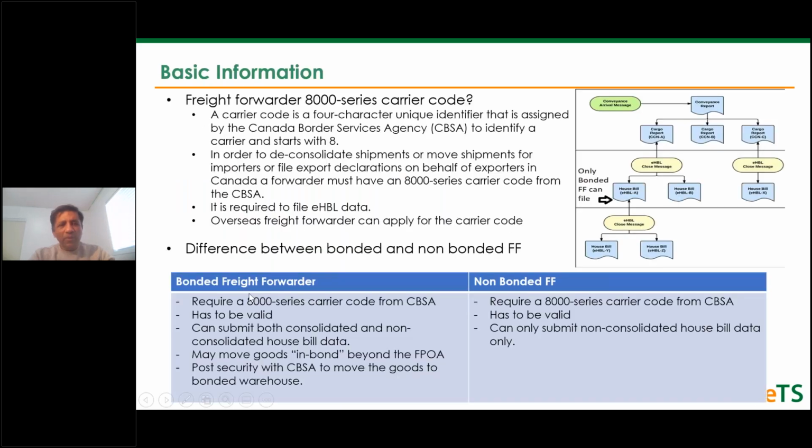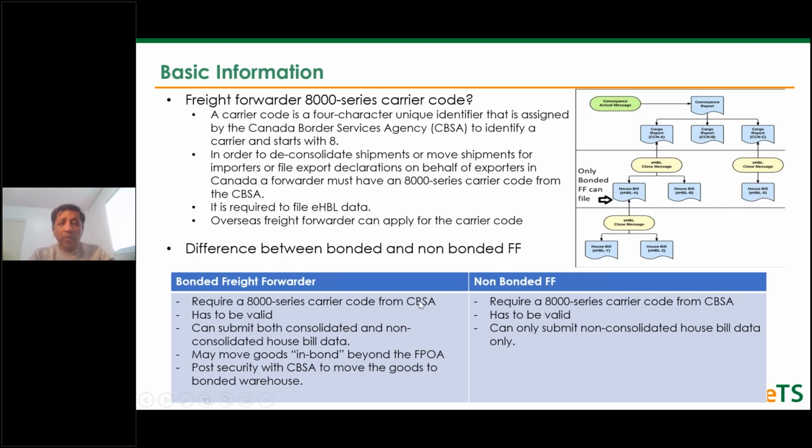There are 2 types of freight forwarder codes. One is a bonded freight forwarder and another is a non-bonded. As a bonded freight forwarder code, you have some extra privileges. If you are moving a consolidated shipment itself, you have to be a bonded freight forwarder to do this kind of shipment. If it is a non-bonded freight forwarder code, it has to be a non-consolidated, ultimate shipment.